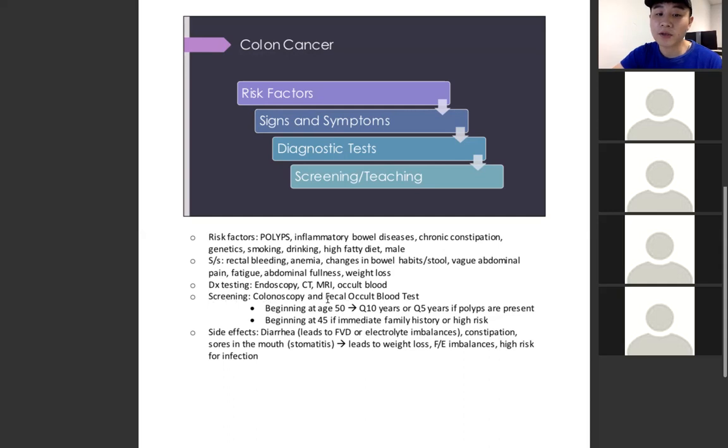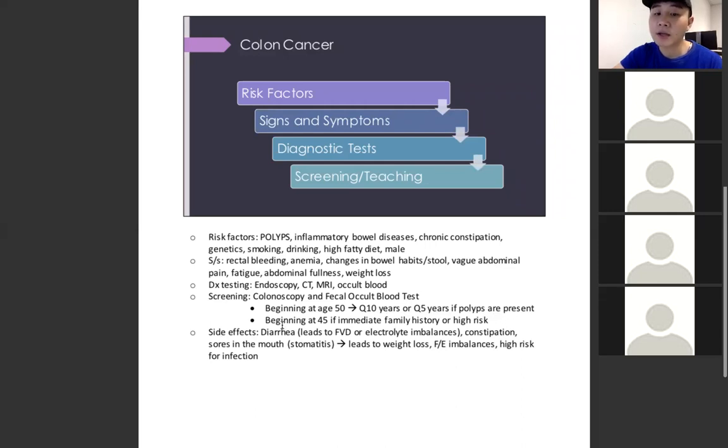Screening: colonoscopy and fecal occult blood test. So beginning for a regular male who is healthy and does not have a family history of colon cancer, we begin at age 50, and we do it every 10 years, or every 5 years if polyps are present.